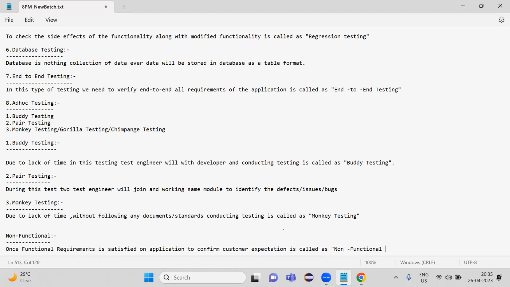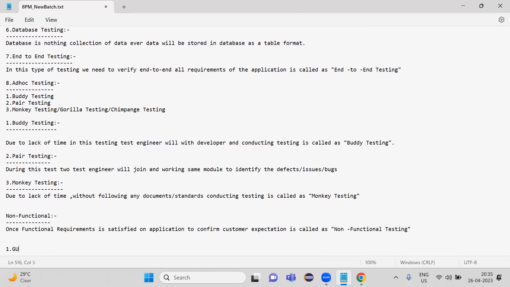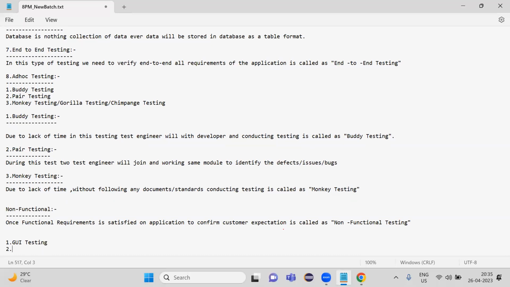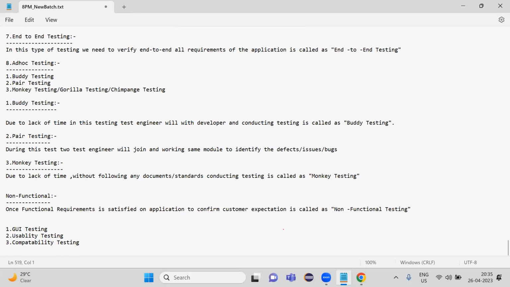What are the different types of non-functional testing, guys? Can anyone tell? What are the different types available? GUI testing, usability testing, compatibility testing. What is next? Another one, security testing.